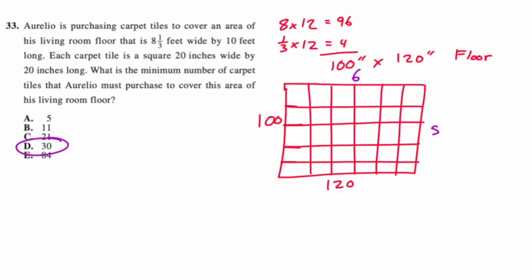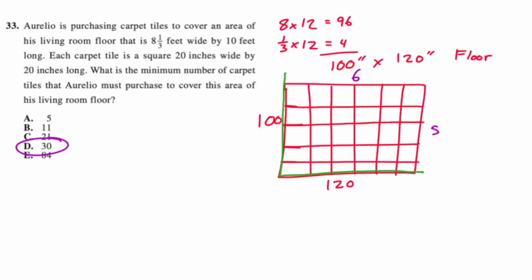Now just a quick side note about this problem before we move on. It's kind of strange that they said what is the minimum number of carpet squares or carpet tiles that Aurelio must purchase. And I think they said that just to include the possibility that the floor area went actually a little bit farther than carpet square tiles would fit evenly.